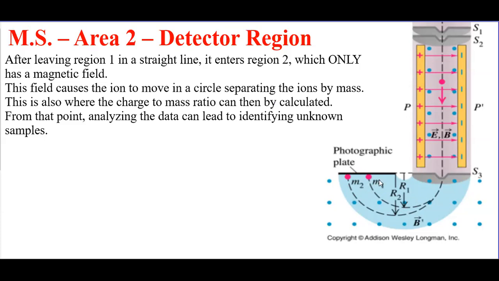So if you have different ionized masses traveling through this velocity selector, larger masses are going to have a larger radius. So they're going to take more effort just to curve into a new spot on the plate. Smaller masses are going to curve a lot easier, so they're going to have smaller radiuses.